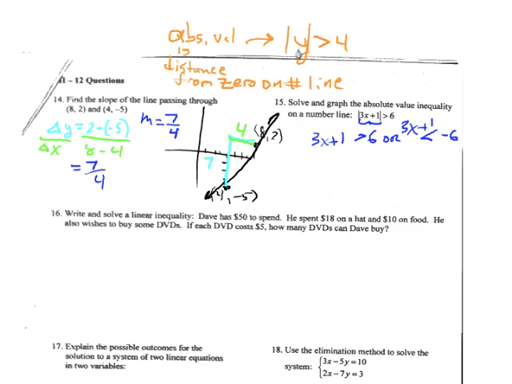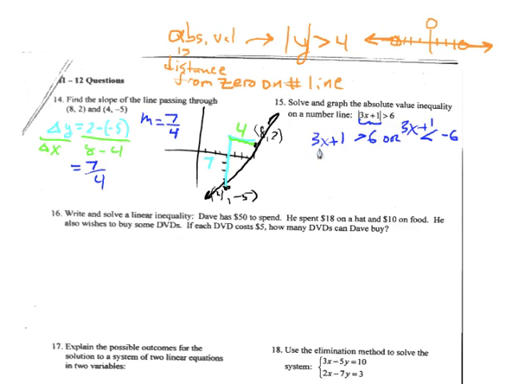So if the absolute value of y is greater than 4, that means here's 0, 1, 2, 3, 4. It's either got to be down there, so y is either less than negative 4, or 1, 2, 3, 4, y is greater than positive 4. Well, that's just the same as this. The absolute value of this thing, 3x plus 1, is greater than 6. That means that thing has got to be greater than 6, or that thing has got to be less than negative 6.